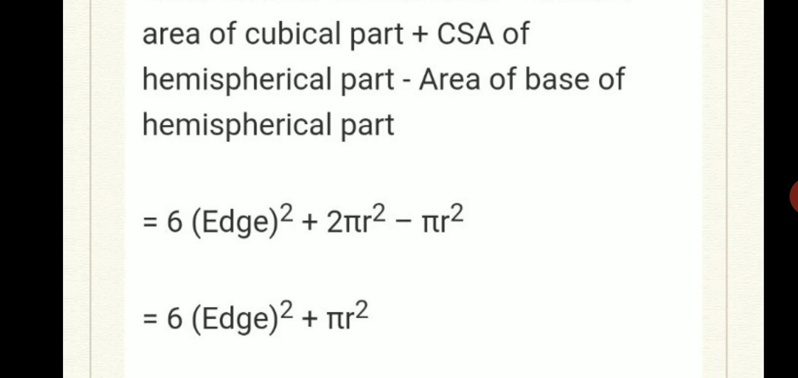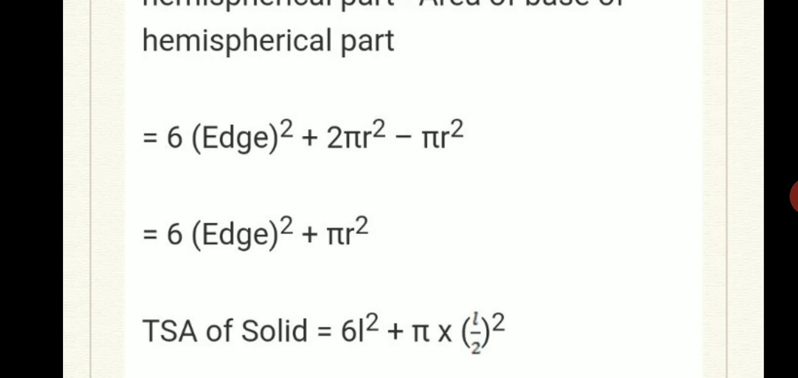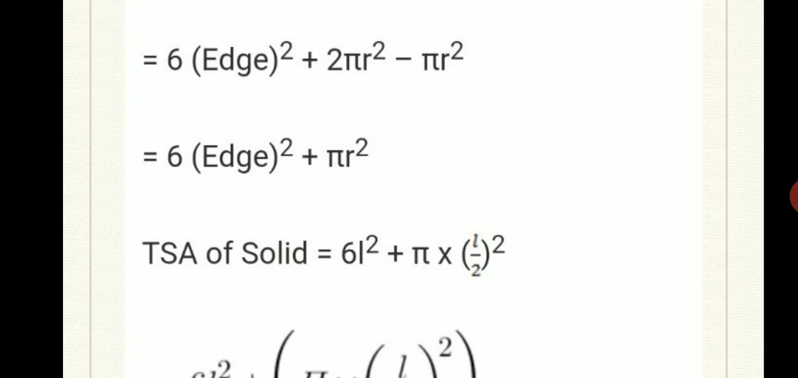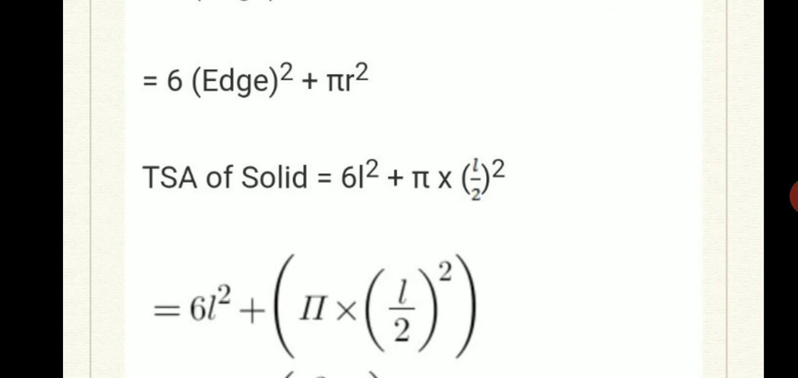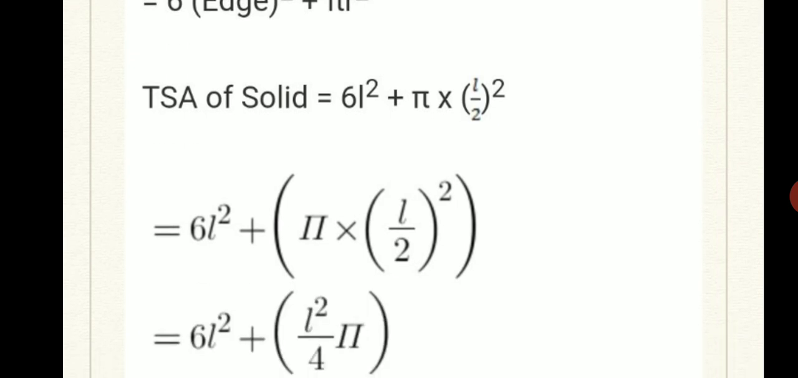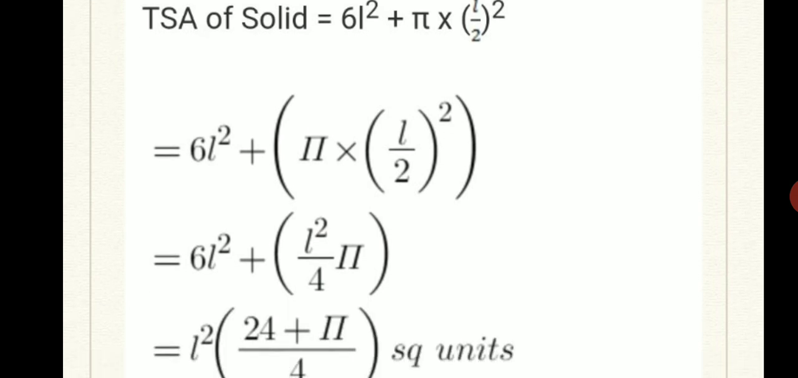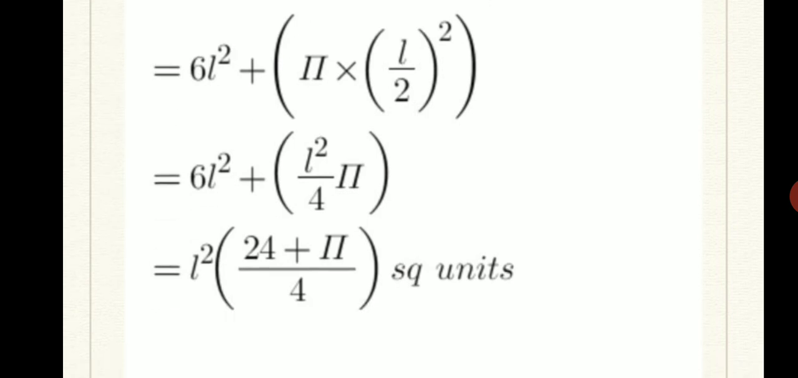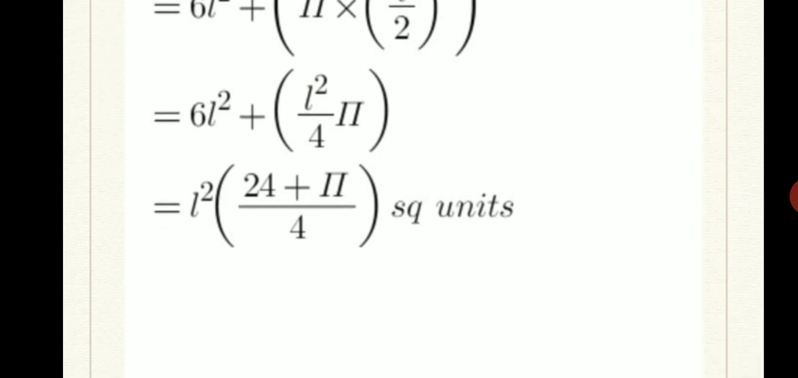It is equal to 6 into h square plus 2 pi r square minus pi r square, which equals 6 into h square plus pi r square. Now h is L, so 6 L square plus pi into L by 2 whole square, because r equals L by 2. Then it will be 6 L square plus pi L square by 4. Then L square is common, so we get 6 plus pi by 4. Then the final answer will be L square into (24 plus pi) by 4 square units.